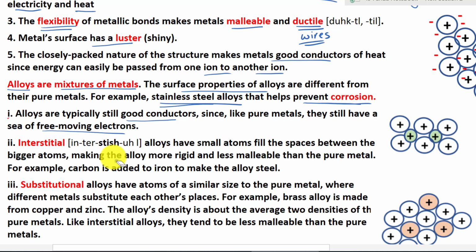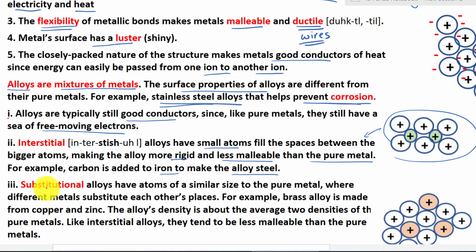There are two types of alloys. One is interstitial, which consists of small atoms filling the space between larger atoms, and this makes the alloy more rigid and less malleable than the pure metals. This is great for construction. You don't want a metal that's very malleable because it wouldn't hold the structure of your house. For example, carbon is added to iron to make alloy steel, which is used in construction.